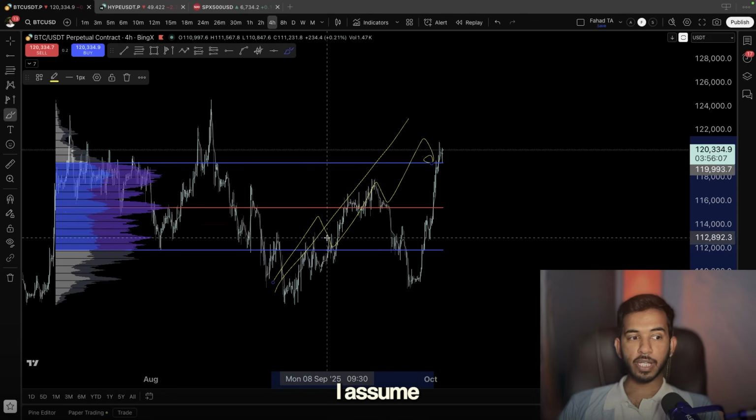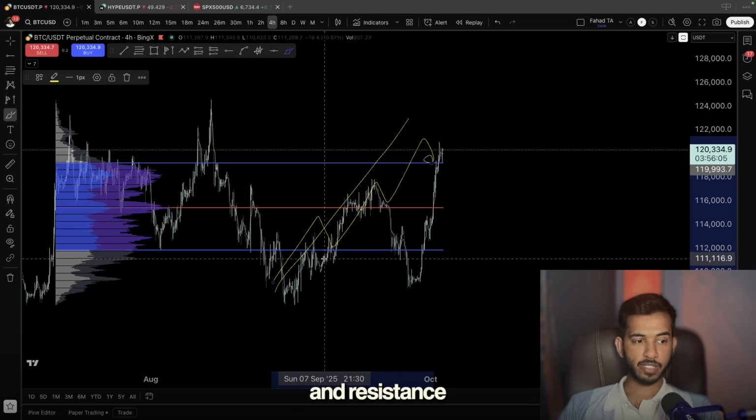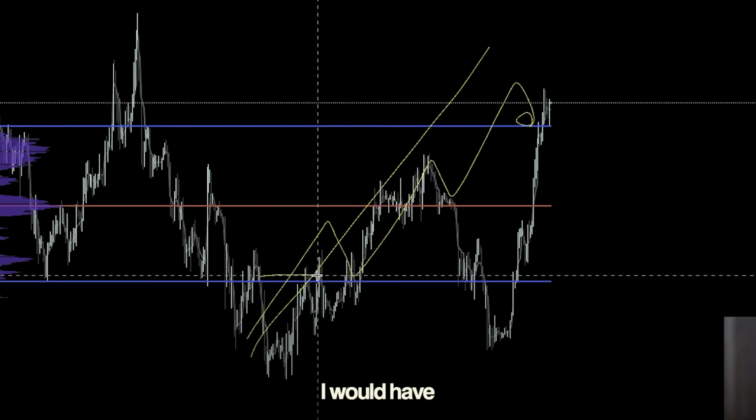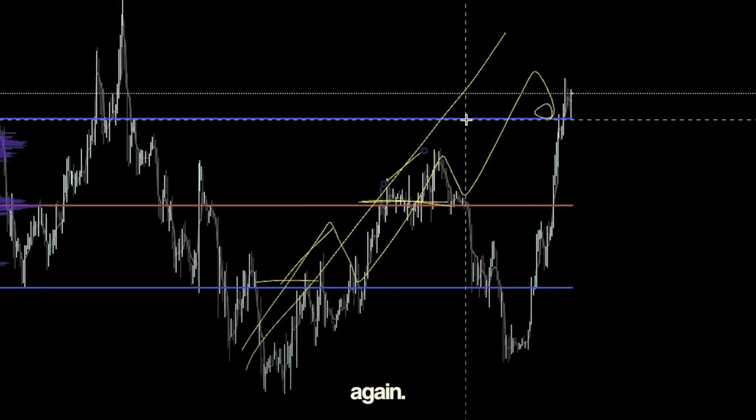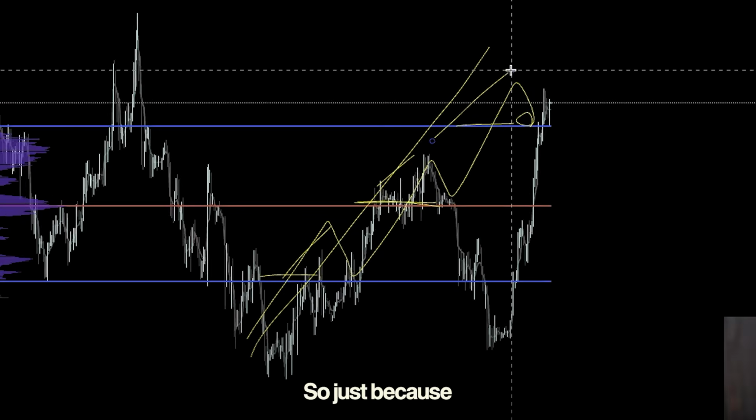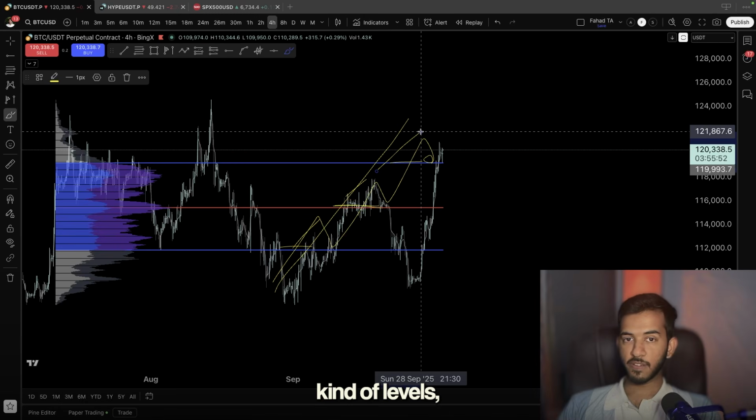But just because I assumed that these levels are going to be support and resistance, every time we came around this area, I would have gone short and got stopped out. I would have shorted here and got stopped out. Again, I would have gone short here and got stopped out. So just because you see certain levels, you do not have to always trade them, unless there is a strong confidence to add to that particular trade.